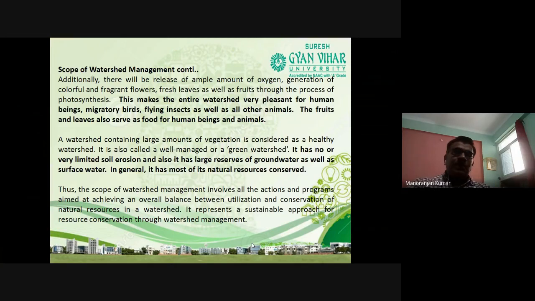So thus you can say the scope of watershed management involves all the actions and programs which are aimed at achieving an overall balance between the utilization and conservation of natural resources in the watershed. It represents a sustainable approach for resource conservation through watershed management.